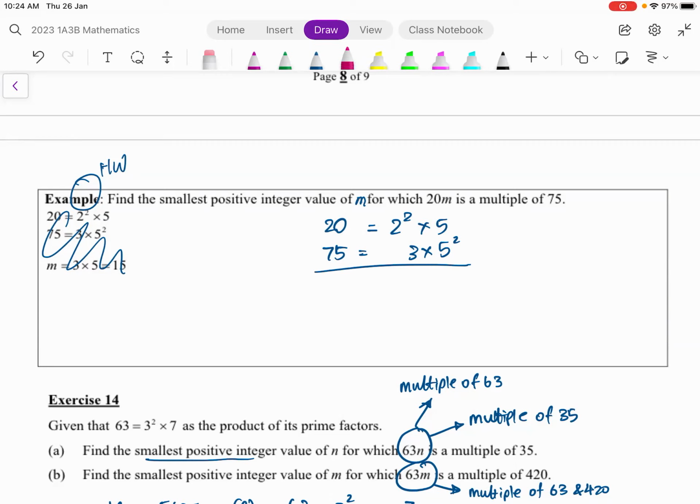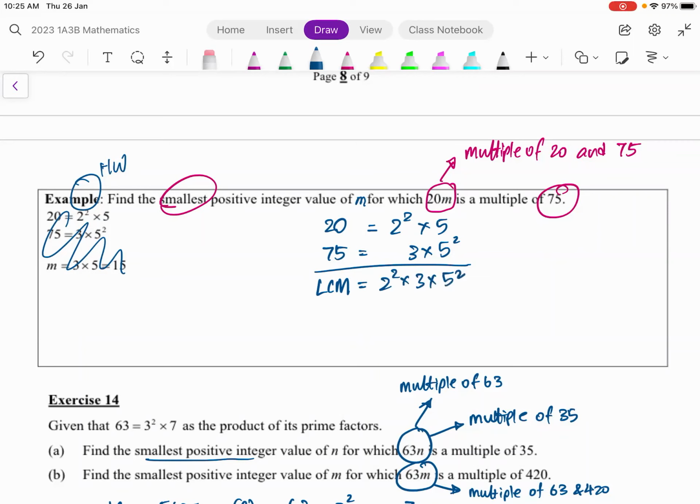is, like I mentioned yesterday, simply a multiple of 20. At the same time, it is also a multiple of 75. We are looking for a common multiple of 20 and 75. In fact, we're looking for the smallest. Therefore, my work over here, I'm looking for the LCM. And the LCM turns out to be 2 squared times 3 times 5 squared. This is the LCM.